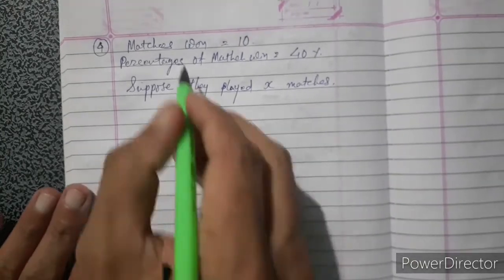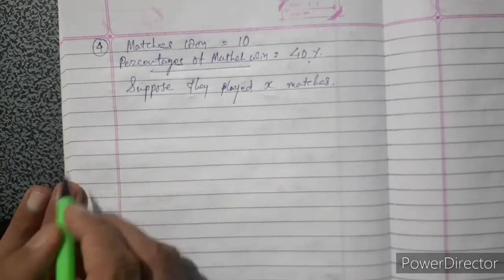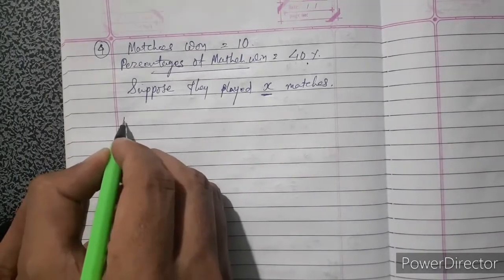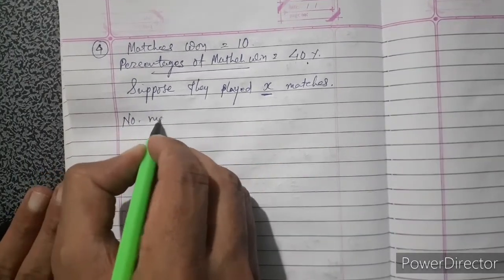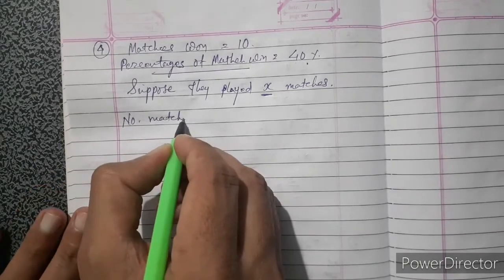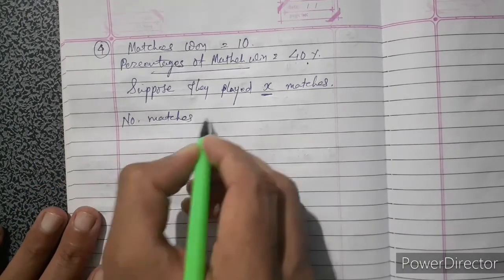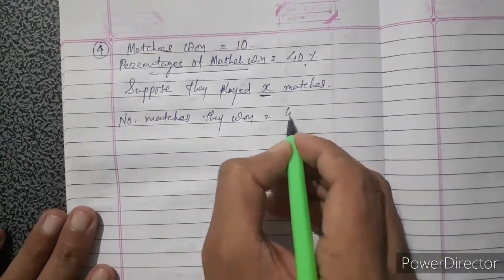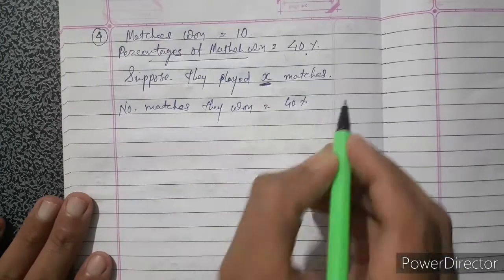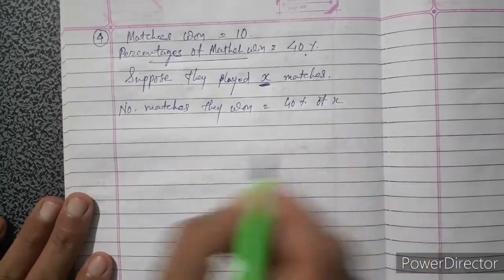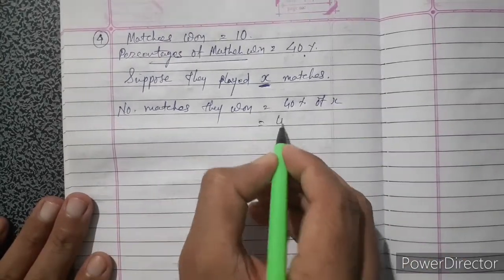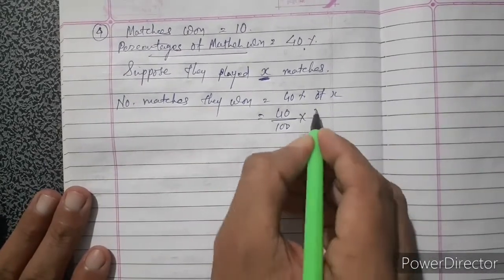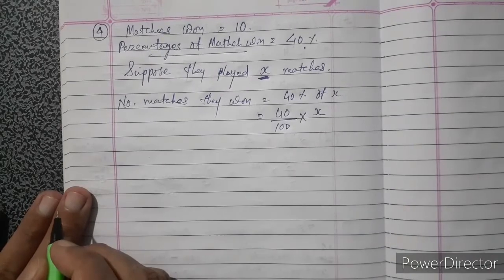Okay, now they won 40%. 40% of this means the number of matches they won is equal to 40%. 40% of total means 40% of X.